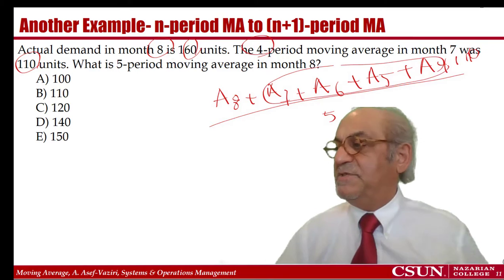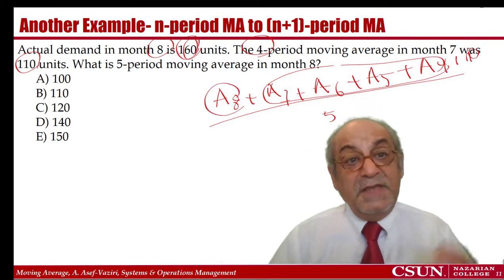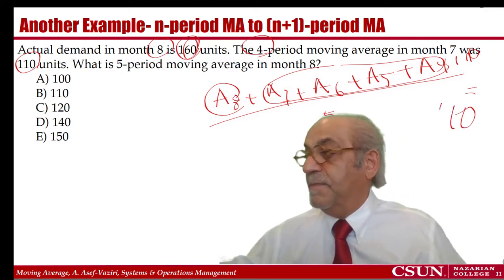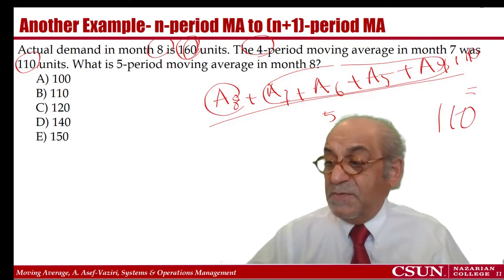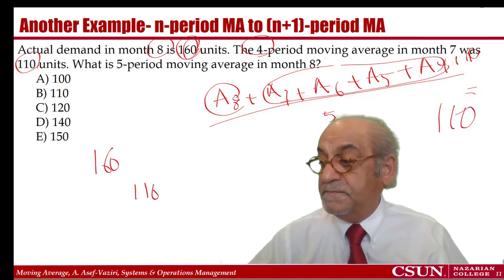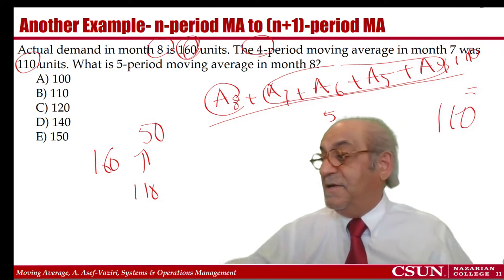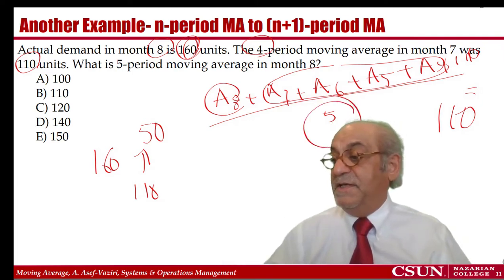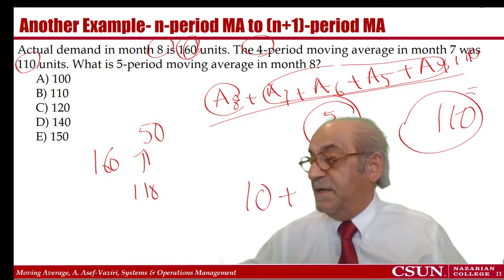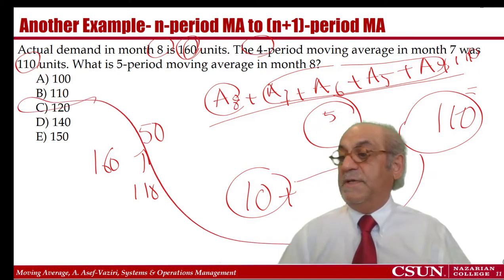I assume each of them is 110. This one is 160. If it was also 110, the average would be 110, right? But it is not 110, it is 160, which is 50 units more than 110. And there are 5 components over there. 50 divided by 5 is 10, plus 110 is equal to 120.